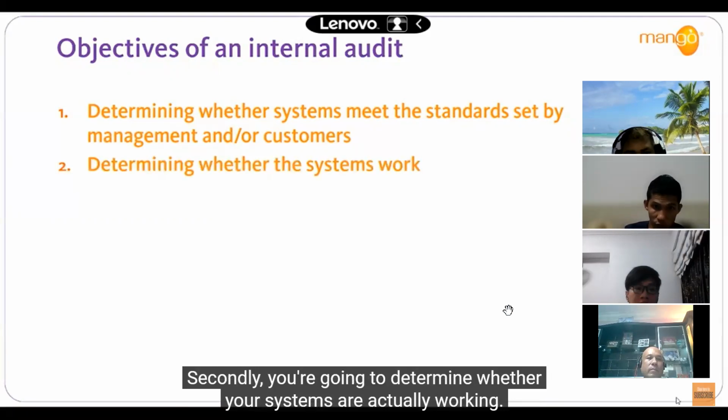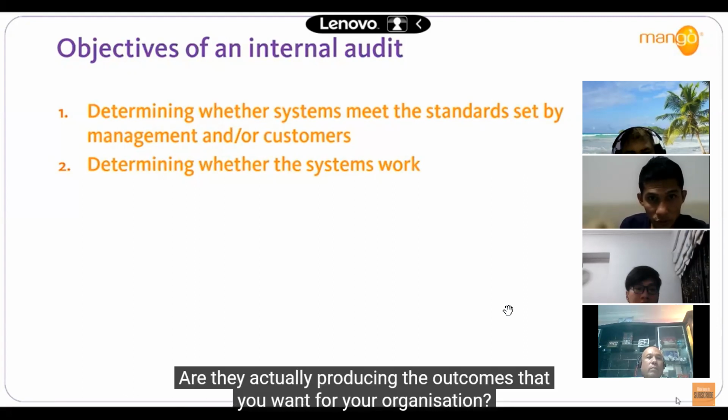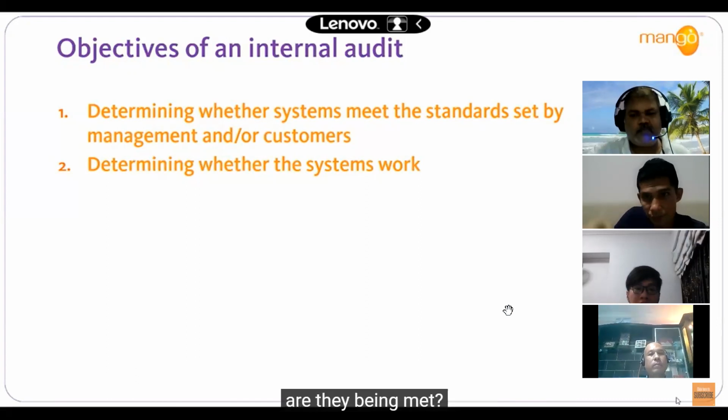Secondly, you're going to determine whether your systems are actually working. So are people actually following the systems? Are they actually producing the outcomes that you want for your organization? Not just them following the process, but are the objectives of the organization being met?